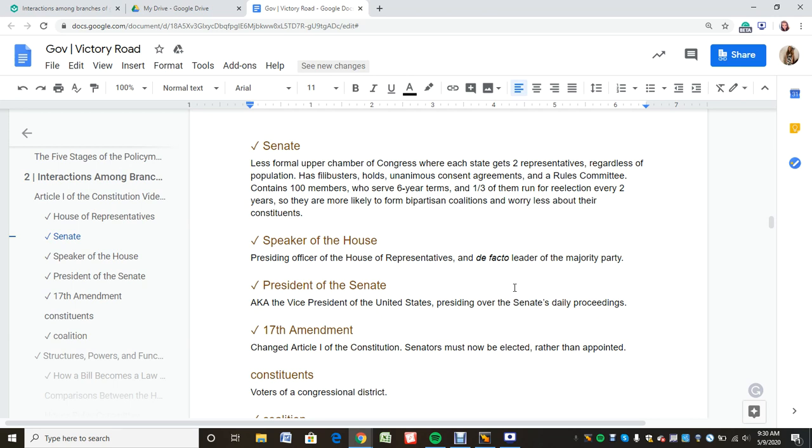Now, one interesting thing that we should get into here is the 17th Amendment. When the Senate was originally created, it was supposed to be so elitist that state legislatures would be appointing the senators. However, the 17th Amendment changed Article 1 of the Constitution so that senators would now be elected by their constituents rather than appointed.